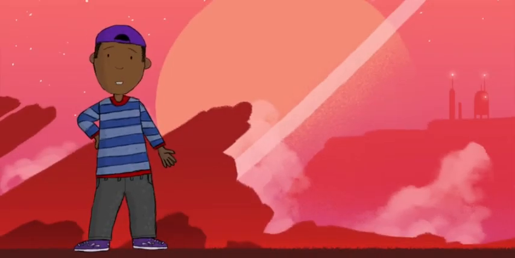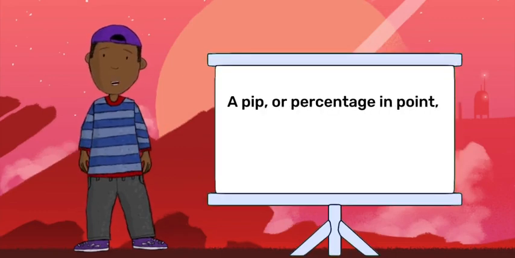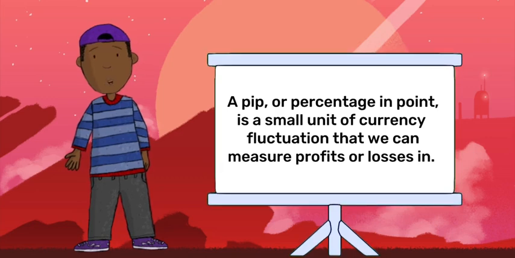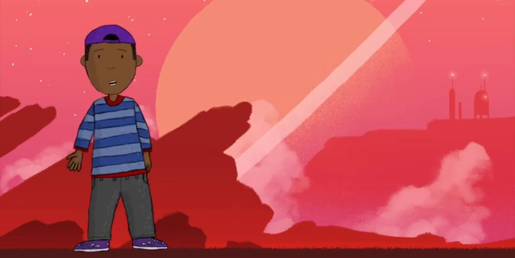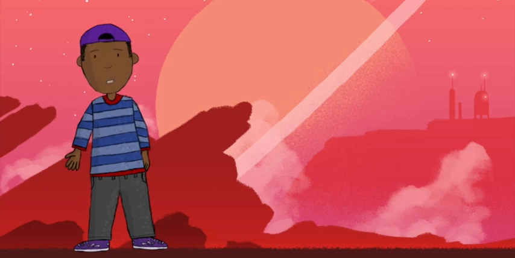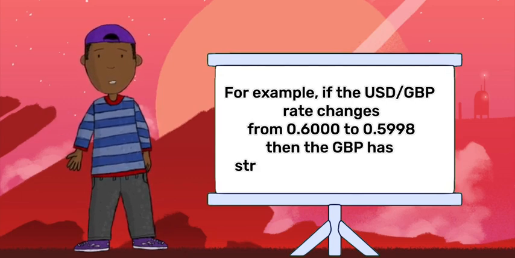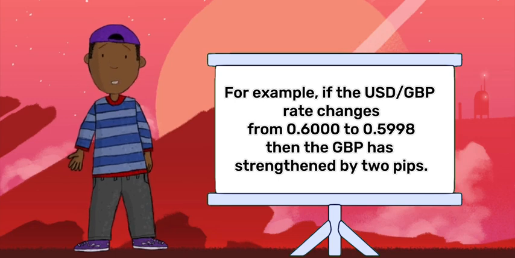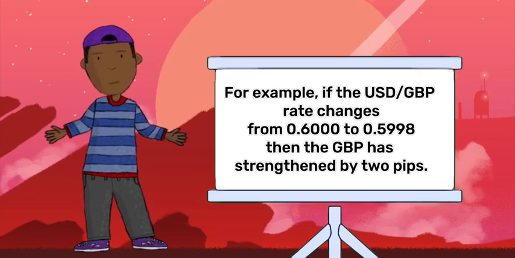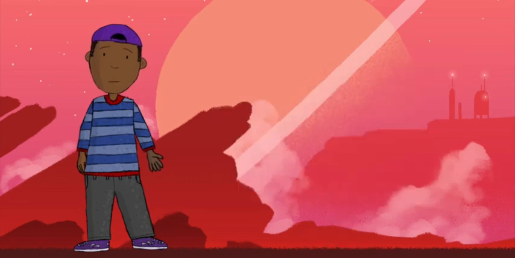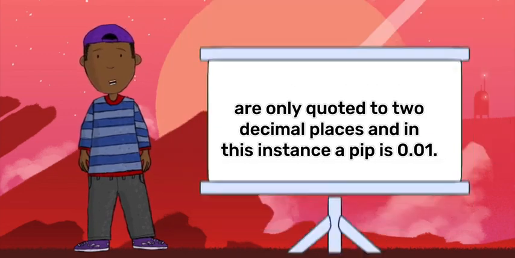If you have been involved in Forex in the past, you will hear the term pips thrown around fairly often. A pip, or percentage in point, is a small unit of currency fluctuation that we can measure profits or losses in. Most currencies are specified to 4 decimal places on the Forex, and a pip is 1/100th of a cent equivalent. For example, if the USD GBP rate changes from 0.6000 to 0.5998, then the GBP has strengthened by 2 pips. Some currencies, such as the Japanese yen, are only quoted to 2 decimal places, and in this instance, a pip is 0.01.